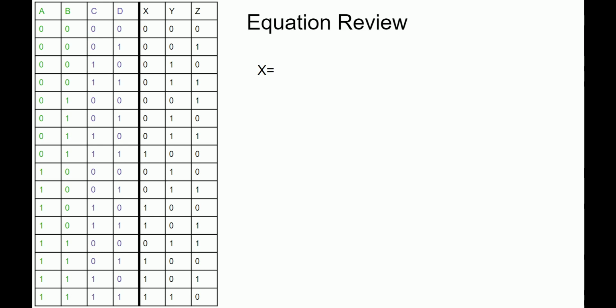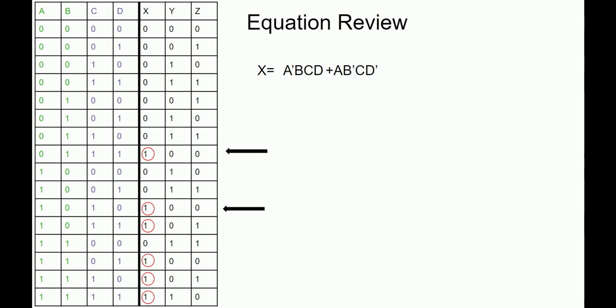But really quickly, let's review how to get an equation out of a truth table. The easiest way to do this, and I'm looking for X right now, is I would find all of the places where X is equal to 1. And they're right there. And all those places where X is equal to 1, I want to look at the inputs, and that will give me a piece of the equation. So our first one, for example, right here, 0, 1, 1, 1. That would be not A, because A is 0. And then it would be B, C, D.